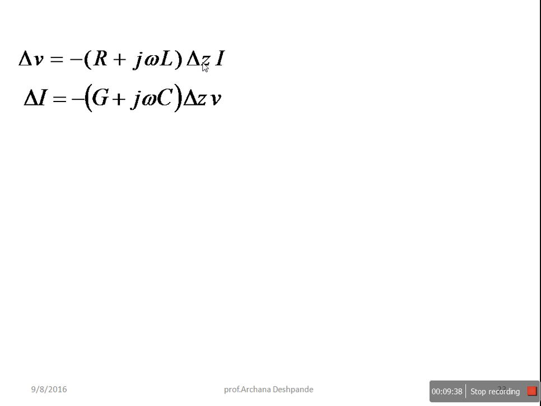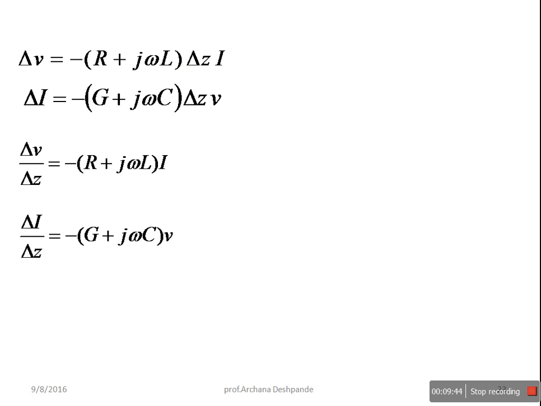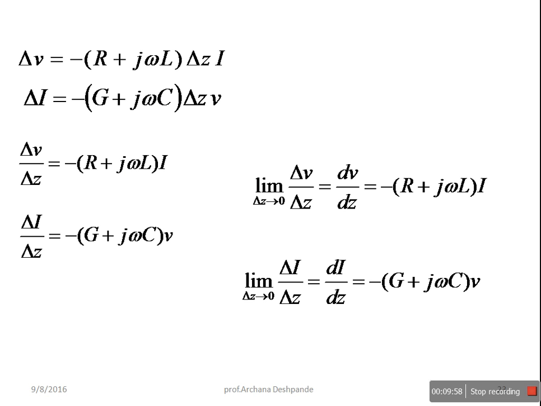In the same equations, delta Z is taken common from both the equations, and now I'm going to take this delta z to the denominator. So delta v upon delta z is equal to minus (r plus j omega L) into I, and delta I upon delta z is equal to minus (g plus j omega C) into V. Now I'm going to take the limit wherein delta z tends to 0.